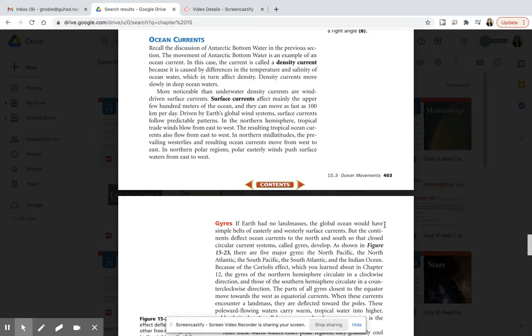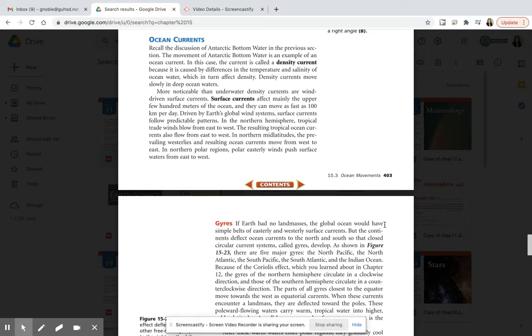More noticeable than underwater density currents are wind-driven surface currents. Surface currents affect mainly the upper few hundred meters of the ocean, and they can move as fast as 100 kilometers per day. Driven by Earth's global wind system, surface currents follow predictable patterns.